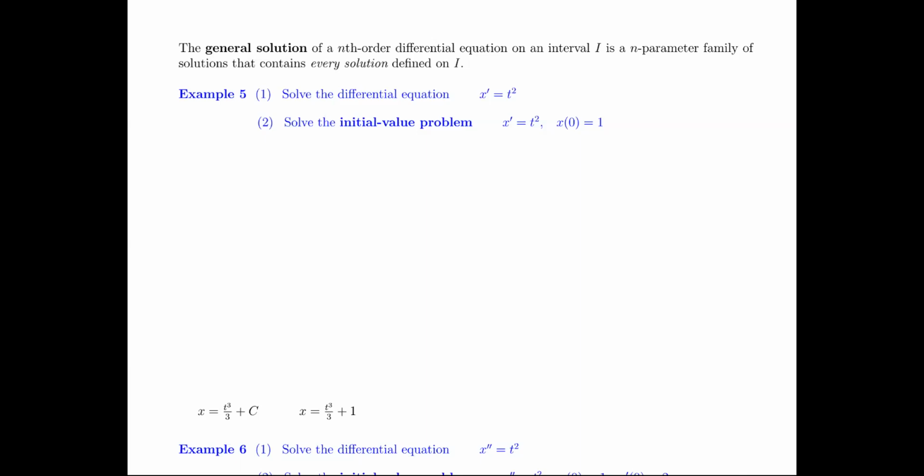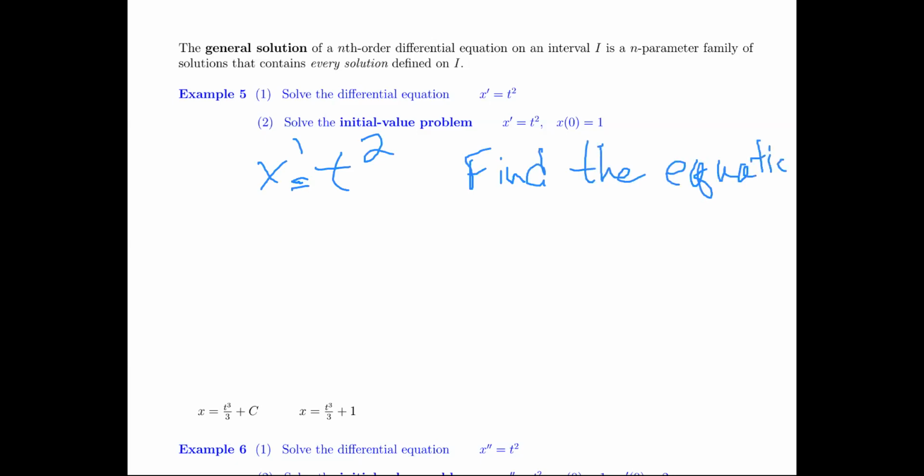Right, so if we have x prime is equal to t squared, we want to solve the differential equation. What does that mean? That means find the equation x. This is some function of t, so x of t. So we want to find the equation x of t. Well, how do we do that? If we just have x prime is equal to t squared, then we just take the antiderivative of both sides, right? We just integrate both sides.